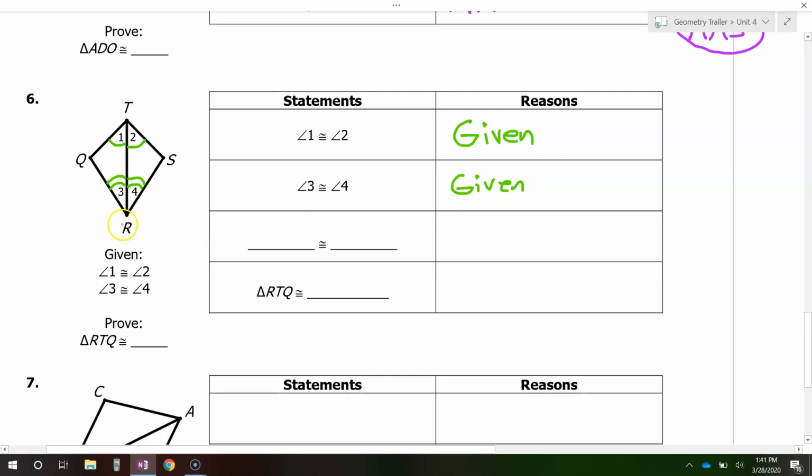What else can I mark? The shared side. The shared side will be congruent to itself. So I'm just going to put a triple mark on that guy. And that is side TR. So segment TR is congruent to segment TR. And when you say a segment is congruent to itself, that is the reflexive property.